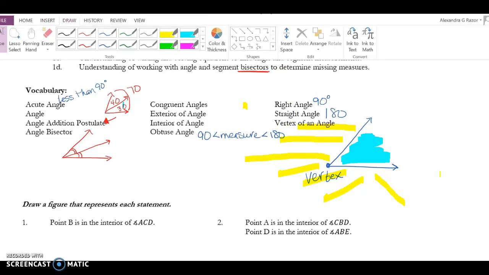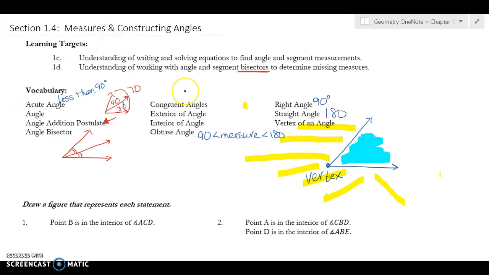Congruent angles we'll talk about in a second, but congruent angles are angles that are equal.